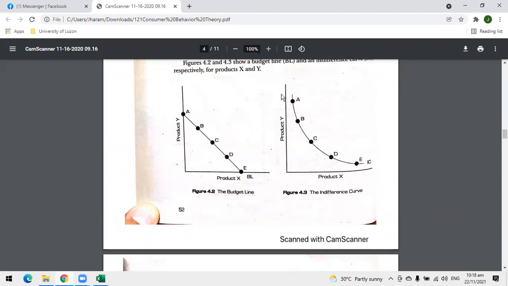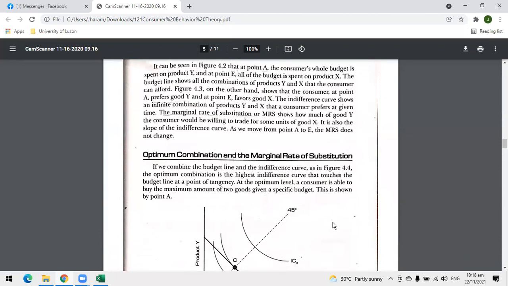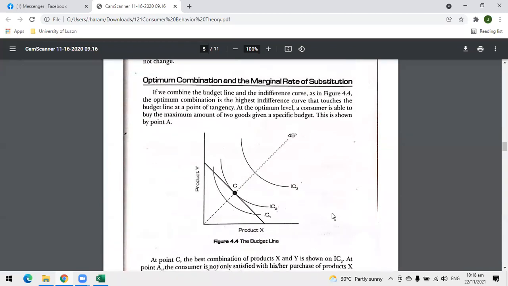So this part, this is actually given. This should be given, and this is computed. Once these match, we have what we call the optimum combination. And from the optimum combination, we can also compute what we call the marginal rate of substitution.